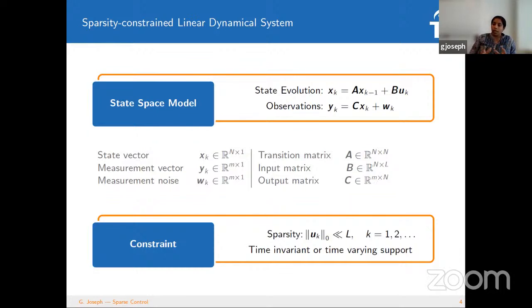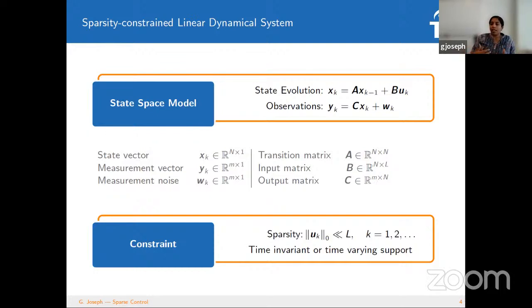So we can consider two cases. The first case is the time invariant support. That is, you fix a support, meaning the indices of the non-zero entries of u_k, and then you continue with that. In other words, we choose a set of actuators and we always tune only them. We don't really control the other actuators. So that is one option.